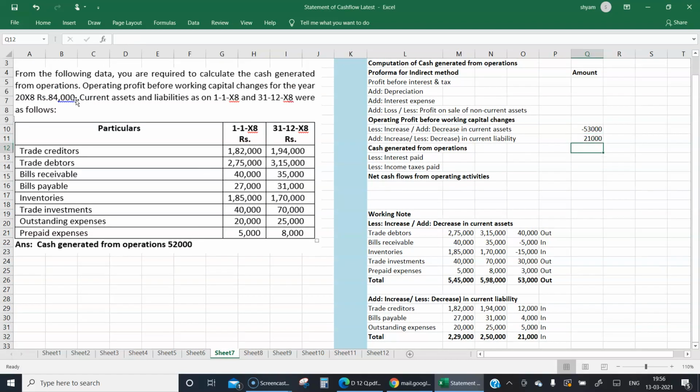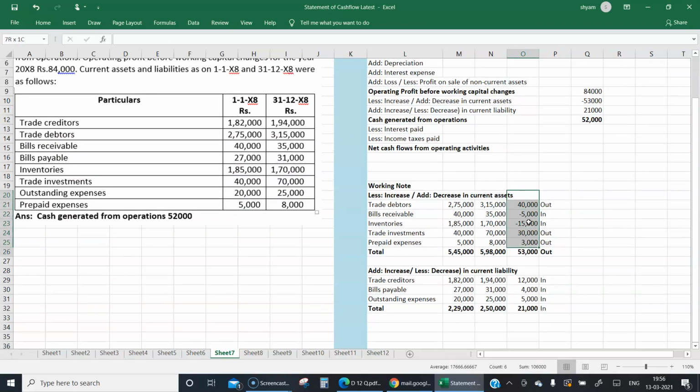So we started the sum with 84,000 of operating profit before working capital changes. So let's see the answer for this. The answer comes to 52,000. So that's the answer. He wanted us to find out the cash generated from operations. You don't need to show this part of the element, it's unnecessary. You can just show it like this, that's more than enough. Or if you want, you can just show this change alone.